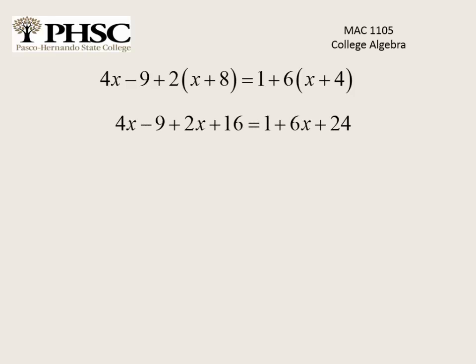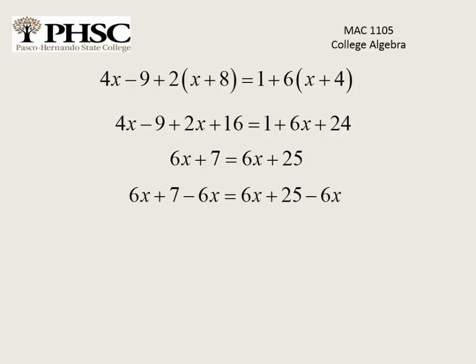So here we have another equation. The first thing that we're going to do again is the distributive property. So we distribute the 2 and the 6. And then we're going to go ahead and combine like terms. So here 4x plus 2x is 6x, and negative 9 plus 16 is 7. And then 1 plus 24 is 25. So we end up with 6x plus 7 equals 6x plus 25. If we subtract 6x from both sides, we end up with 7 equals 25.